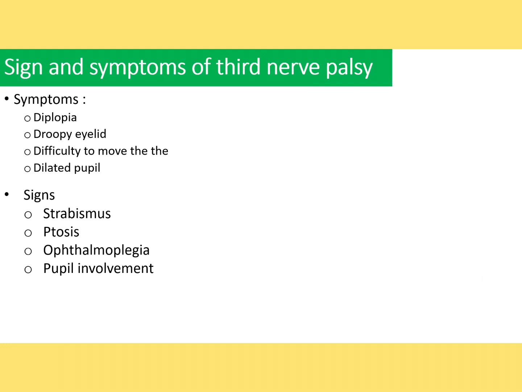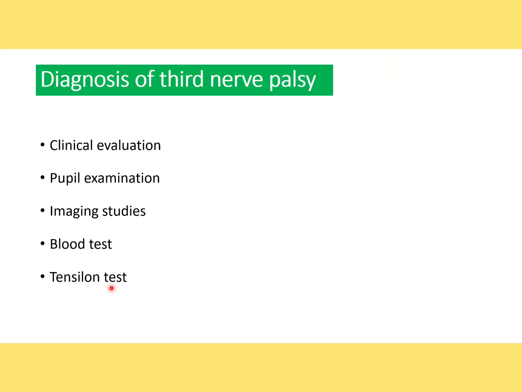So the signs are strabismus, ptosis, ophthalmoplegia, and pupil involvement. It can be pupil involvement or pupil sparing, so you need to examine it properly. You can also see the presence of RAPD or such things, for instance, right? Now let's move to diagnosis.